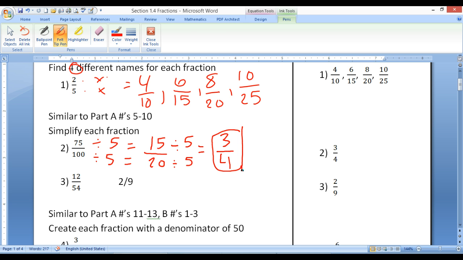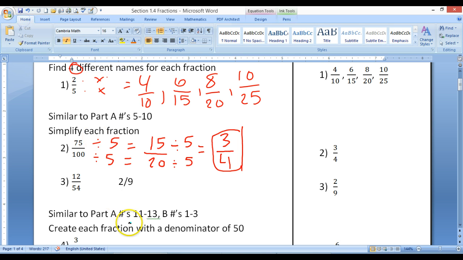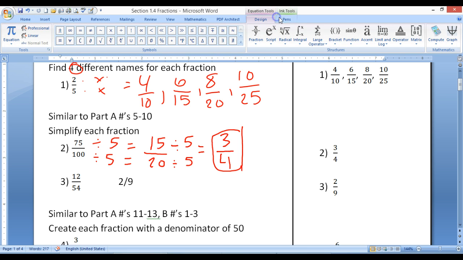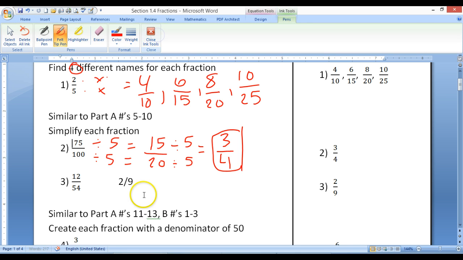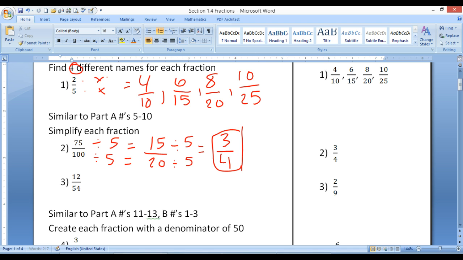The next one, I have to find another common divisor. So what'll go into both 12 and 54? If you're not comfortable finding a large one right off the bat, you can start off small. It seems that I left my answer here instead of over in my answer key.